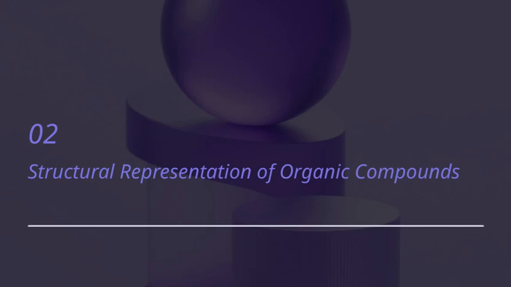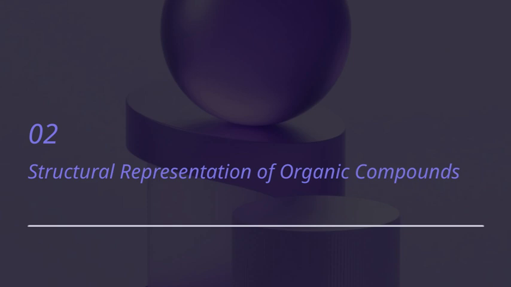Let's take a closer look at the structural representation of organic compounds. When we talk about these structures, we're essentially visualizing how atoms are connected within a molecule. This helps us understand not just the composition, but also the shape and spatial arrangement of the molecule, which are crucial for its reactivity and properties.